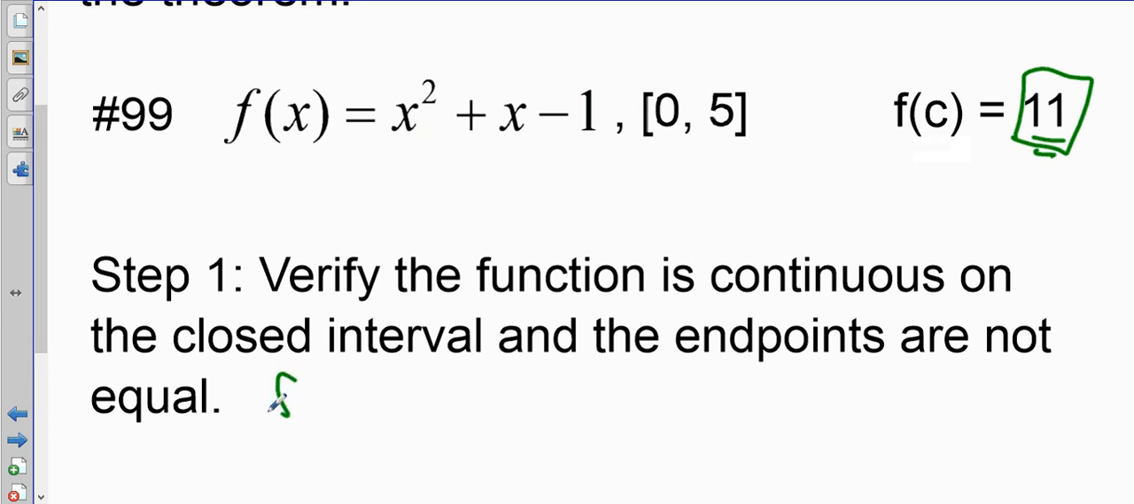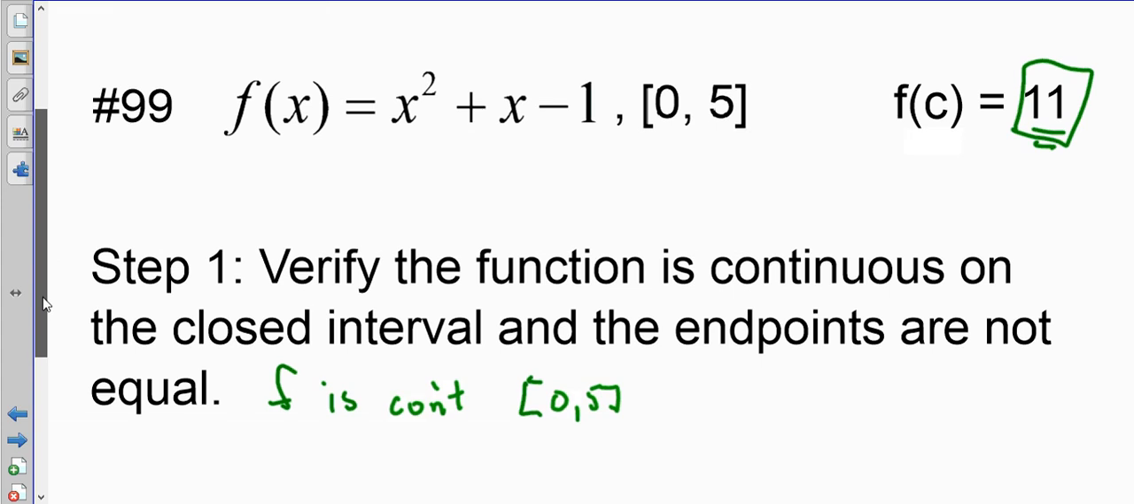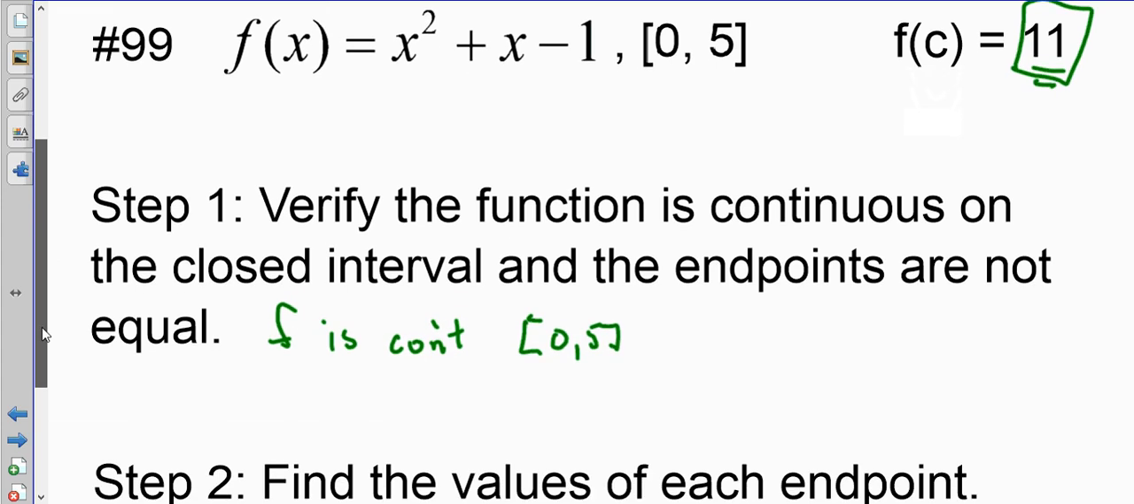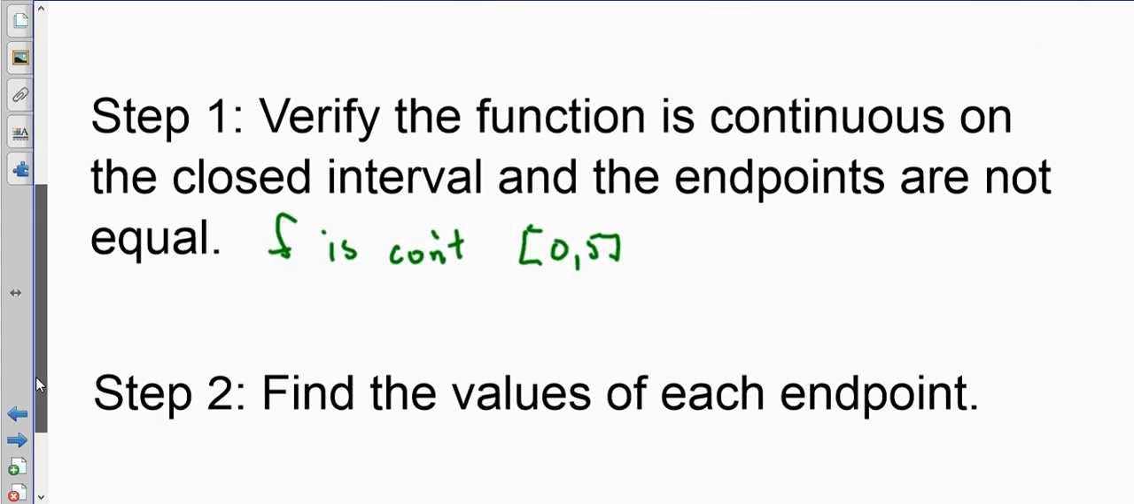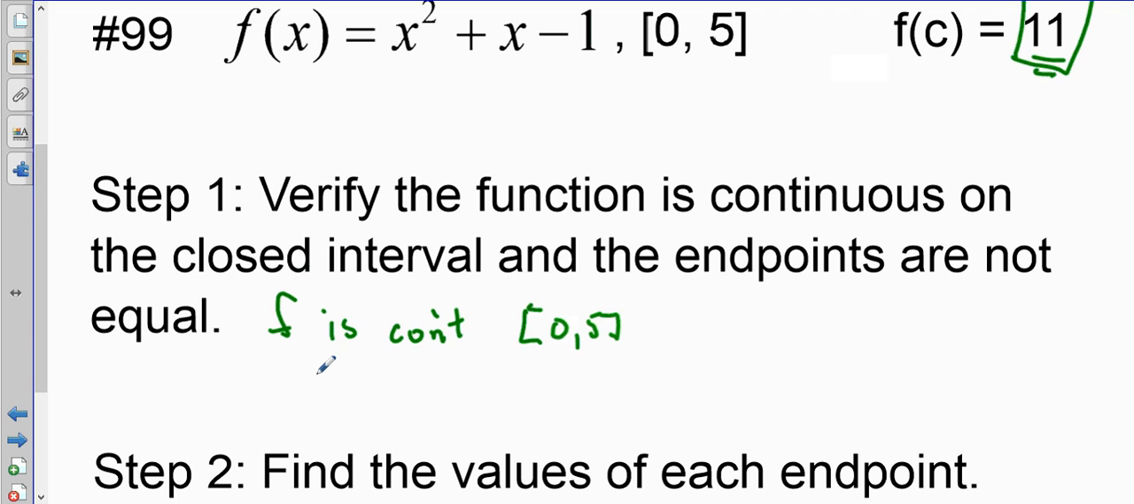All right, well, f of x is continuous on this closed interval from 0 to 5, because it's a parabola. It doesn't have any breaks in the graph, there are no undefined values, nothing in the denominator. So we verified that. Now we can verify that it's not equal, so let's find out those values.